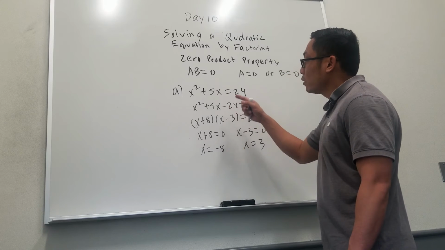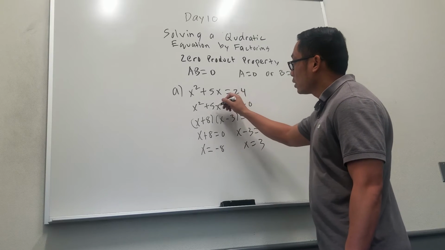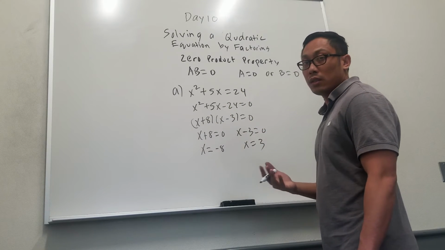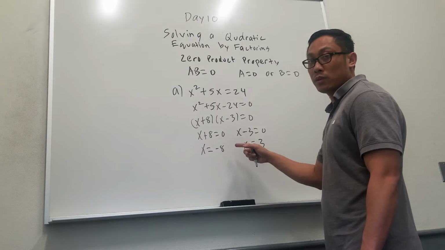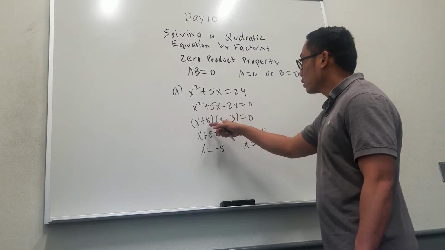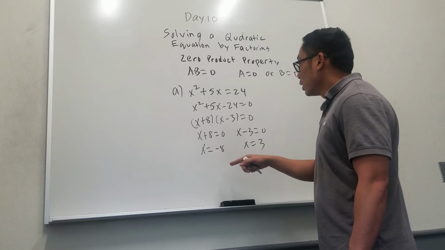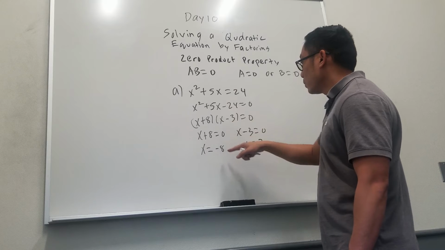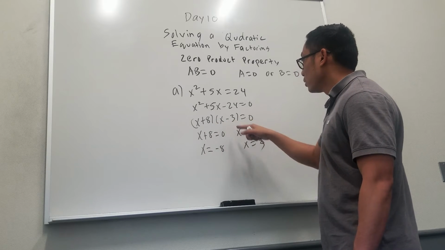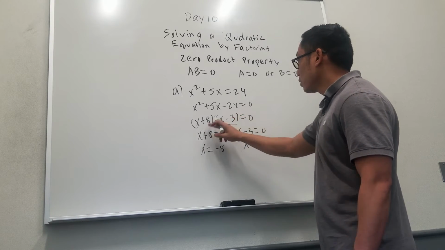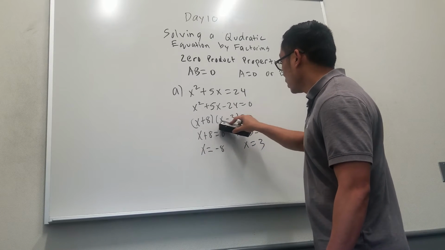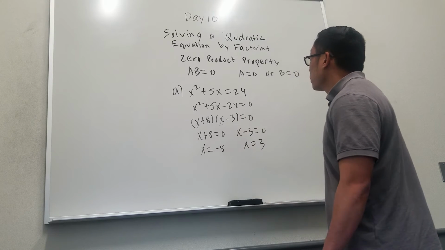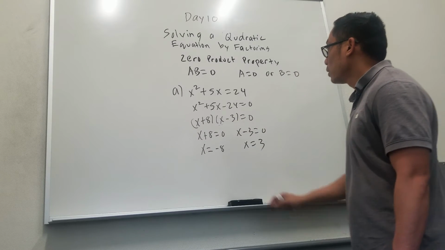So the key is we have to know how to factor when we do these. If you don't know how to factor, go back to day 2 where we talked about factoring. That's probably the hardest thing about this topic. We factor, then we set each factor equal to 0. Using the zero product property, I set this equal to 0 and that equal to 0. If either is equal to 0, the whole thing is equal to 0. If this is negative 8, this will be 0. If this was 3, the whole thing would be 0 as well. That's the idea. Hopefully that makes sense.